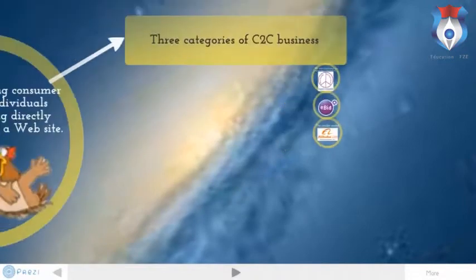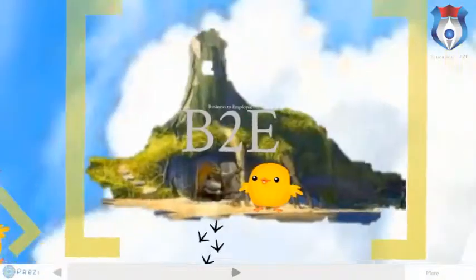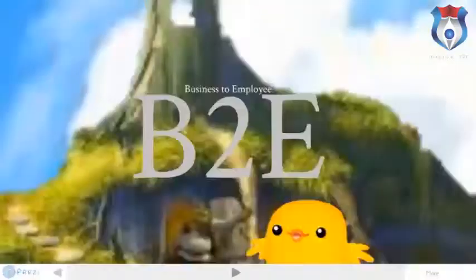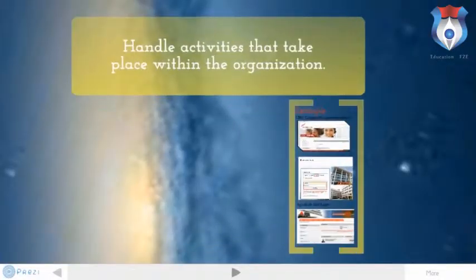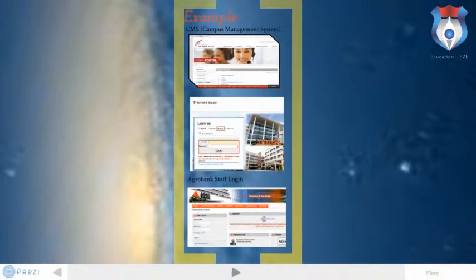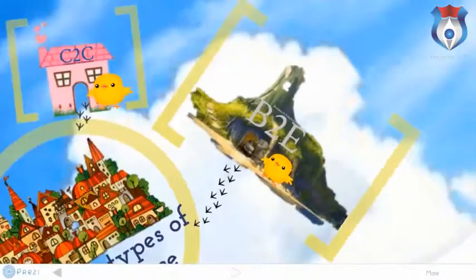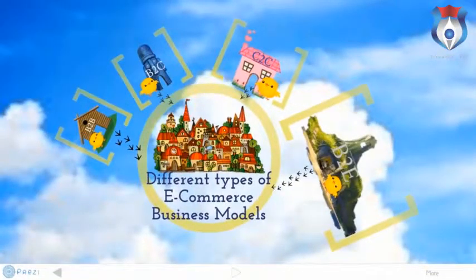The last type of e-commerce is the B2E, business-to-employee model. B2E business handles activities that take place within the organization. For example, the campus management system, CMS, used in Universiti Tun Abdul Razak and Taylor's University. The Agro Bank also uses a similar system. Staff can log in using the staff portal. That's all about e-commerce. Thank you.